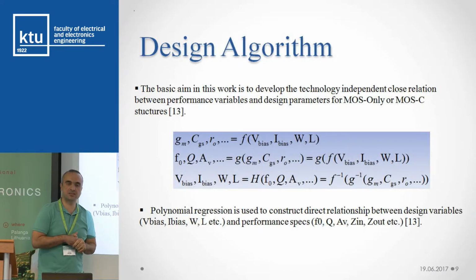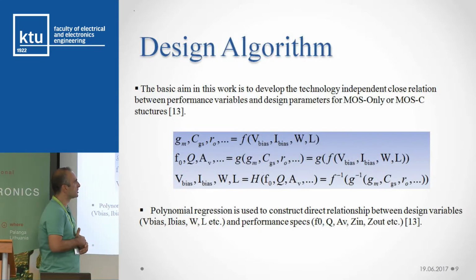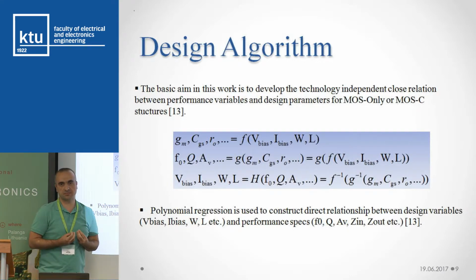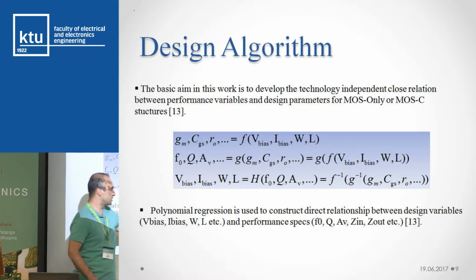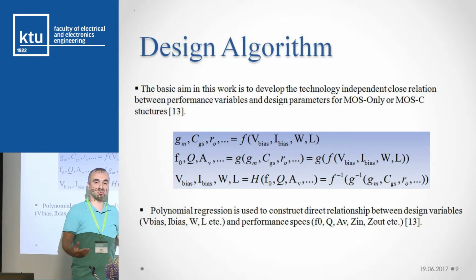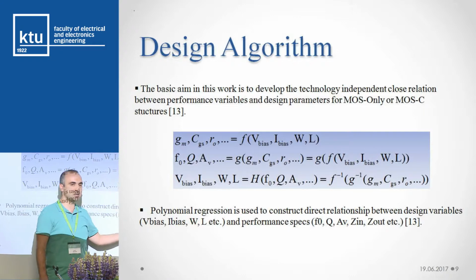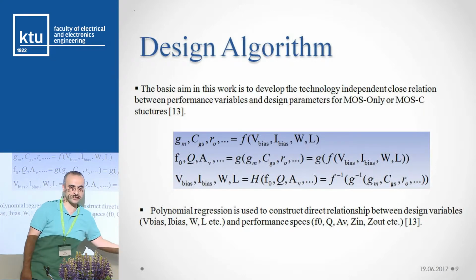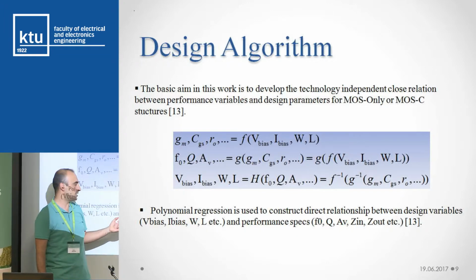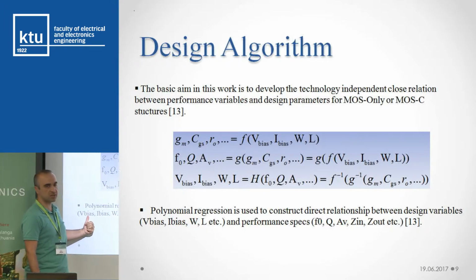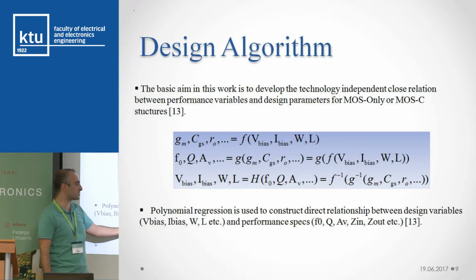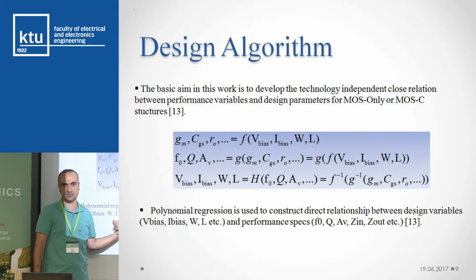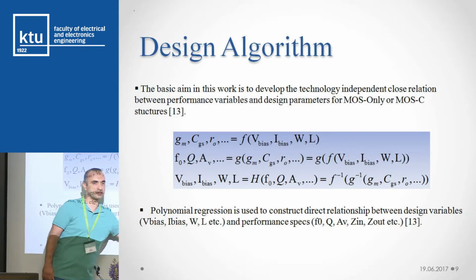How does this design algorithm work? I have some specs. For example, the center frequency, the Q value of the filter circuit, the gain, the input impedance, and also the output impedance. I take these as inputs, and I generate the bias currents, bias voltages, and aspect ratios of the transistors. These are my inputs, and these are the outputs.